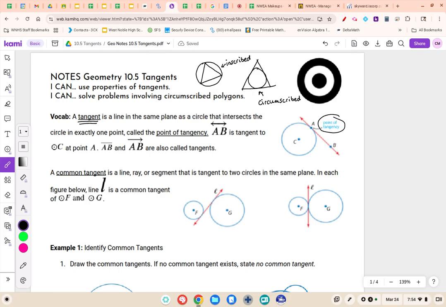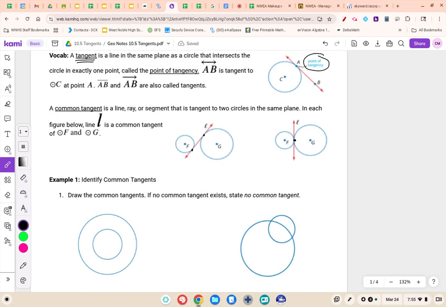So a common tangent is a line or segment that is tangent to two circles in the same plane. In each figure below, line L is a common tangent of circle F and of circle G. So line L touches circle F here, touches circle G there, or if the circles already only touch at one spot, you can put your tangent line through there and create your point of tangency.